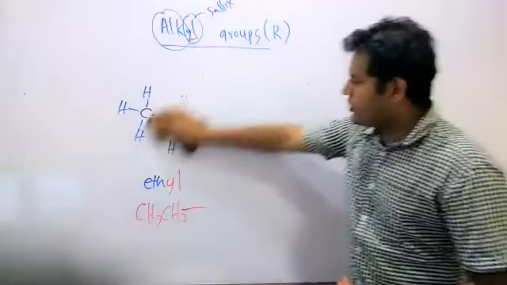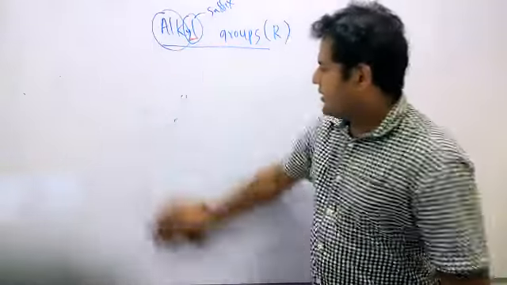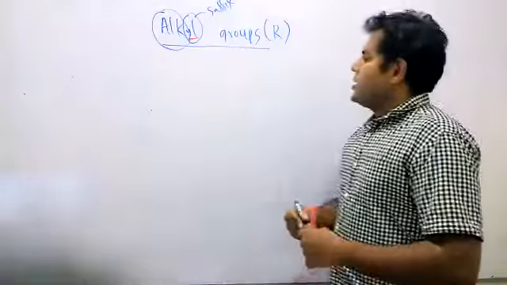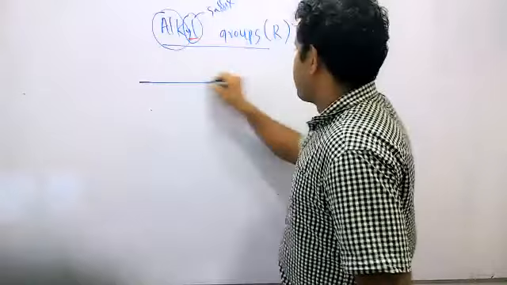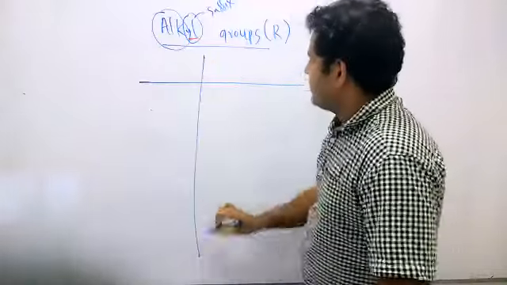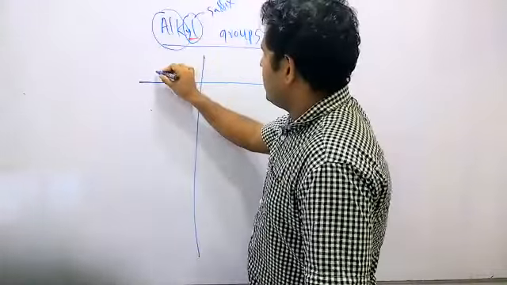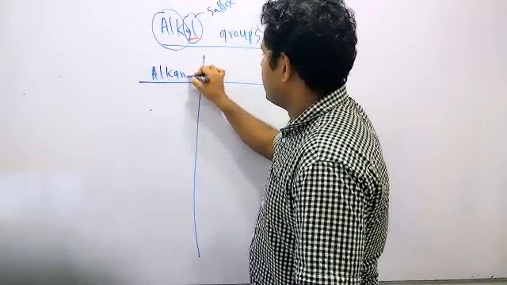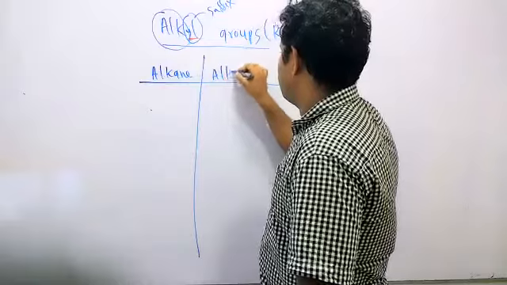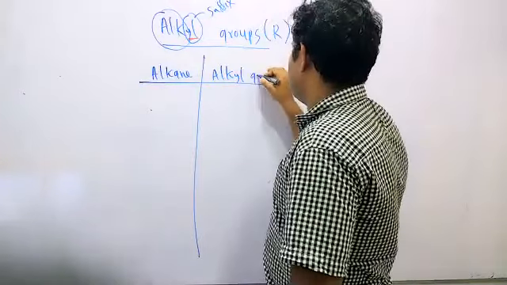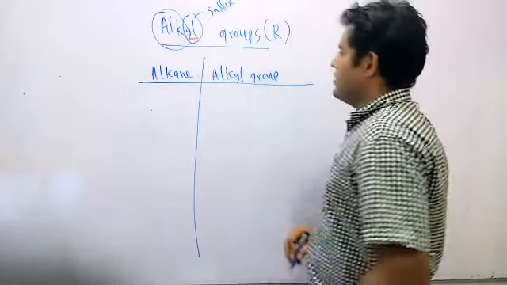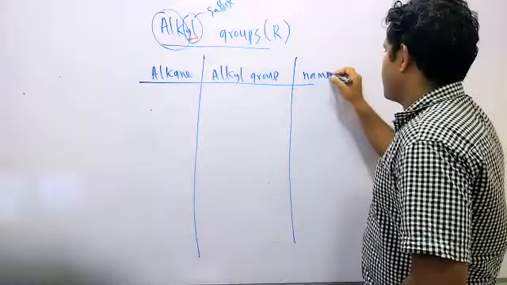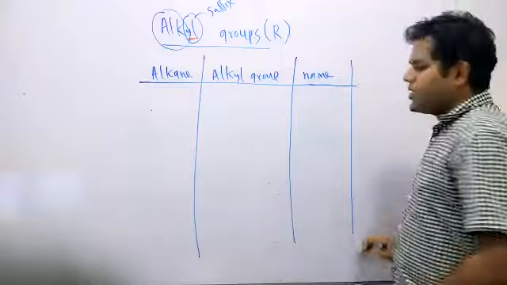So let's write that. Here we are going to discuss carboxylic acids. Before carboxylic acids, we should know this topic, so write this one. Now, alkane, alkyl group, and then the name.